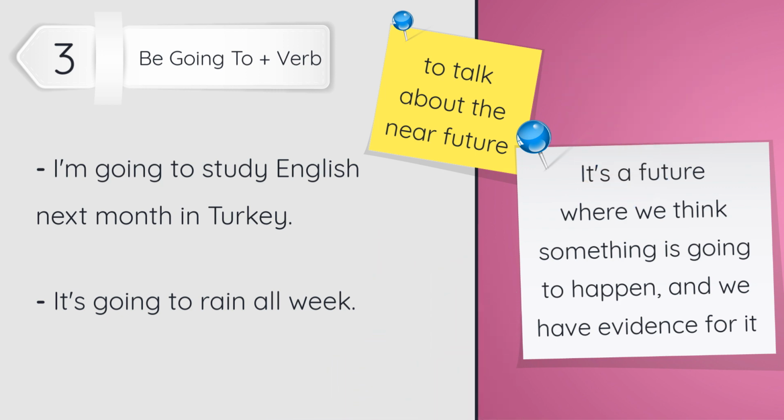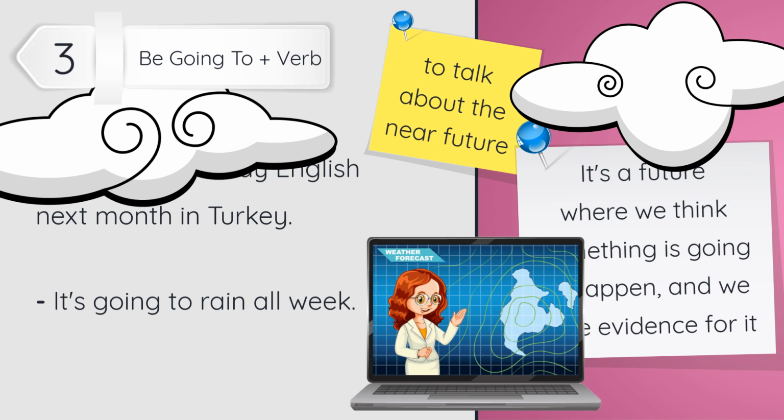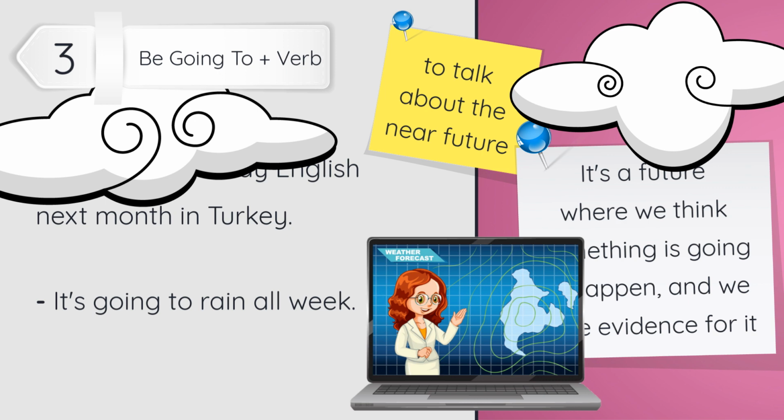Another example. Imagine I watch the weather station, and the meteorologist has predicted the weather. But it's a very good prediction because we see these clouds in the sky. There is a lot of evidence it's going to rain. Because there is evidence, we could use this tense and we could say, it's going to rain all week. So this is in the near future, but it's based on some sort of evidence. This is likely to happen, and we are pretty sure it's going to happen. We have some evidence that makes us think it's going to happen.